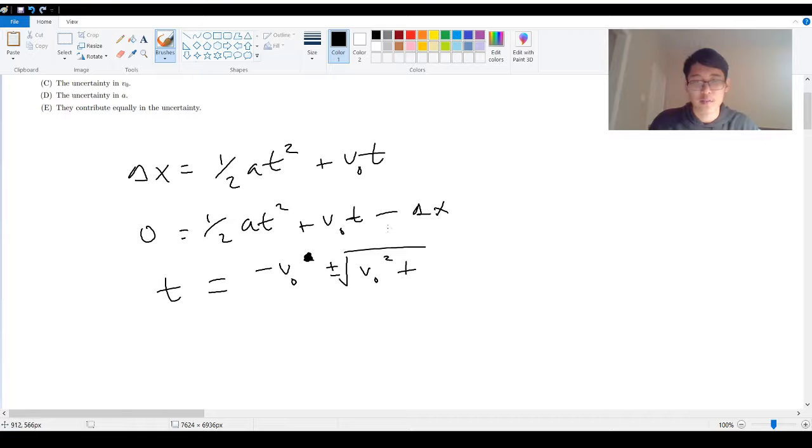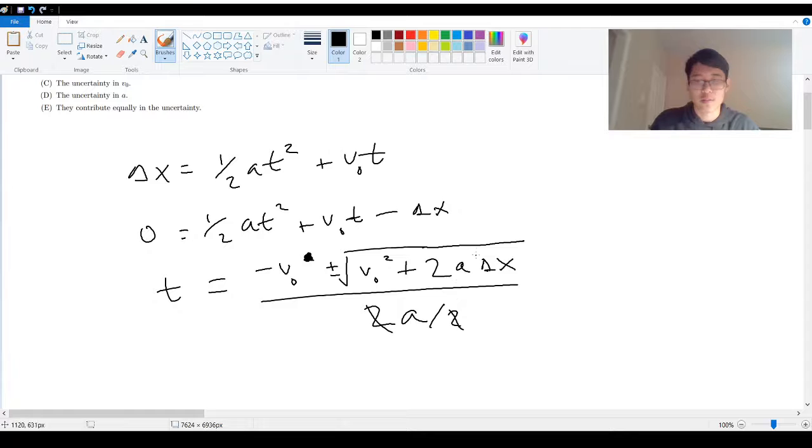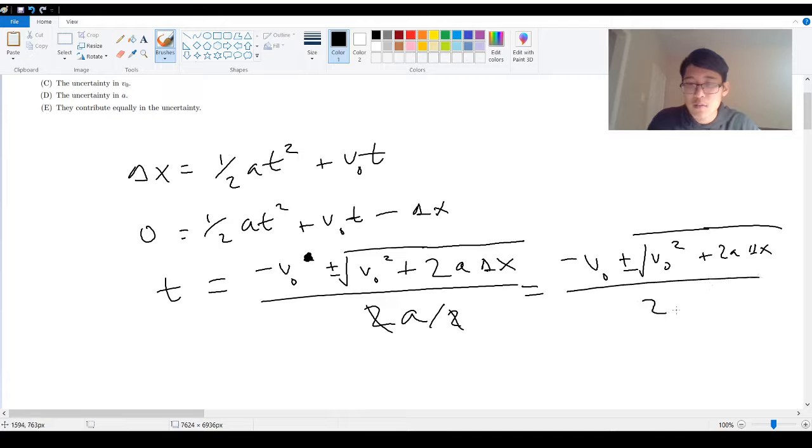So the minus turns into a plus because of this minus sign, so plus 4 times 1/2, which is 2a times delta x, divided by 2a, and the 2a is a over 1 because it's 1/2. Alright, so just a. Let me write this a bit neater. Square root of v naught squared plus 2a delta x, over a.